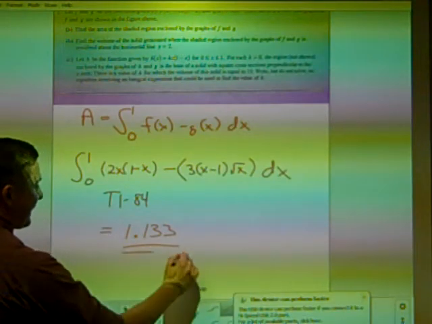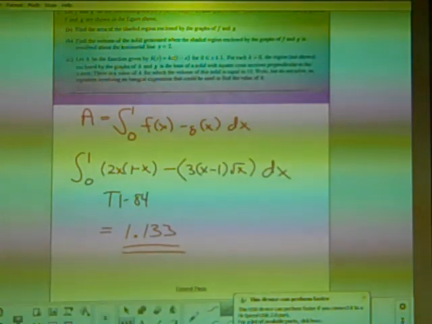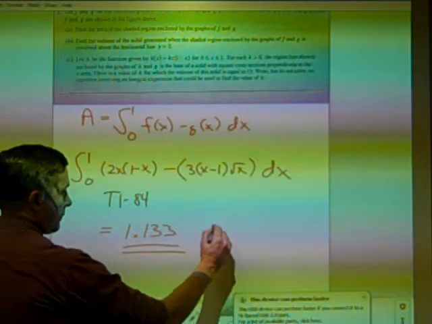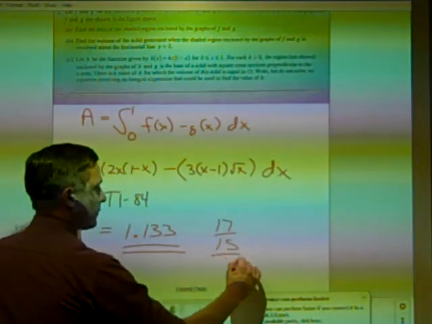What if we wrote the exact fraction? That's fine too. You should make sure of this. 17/15ths. Is that 17/15ths? Yes. You check the decimal. Yes. Then 17/15ths is correct too.